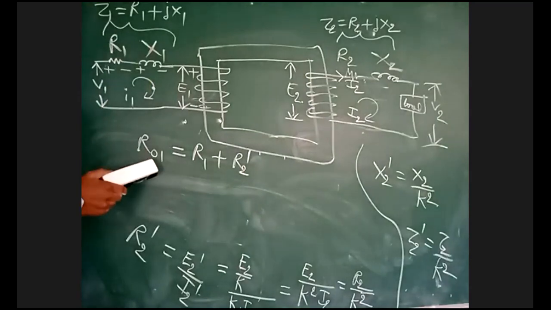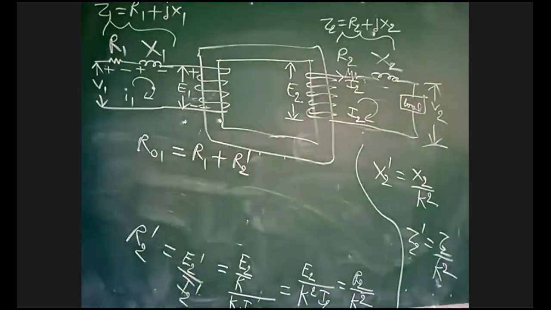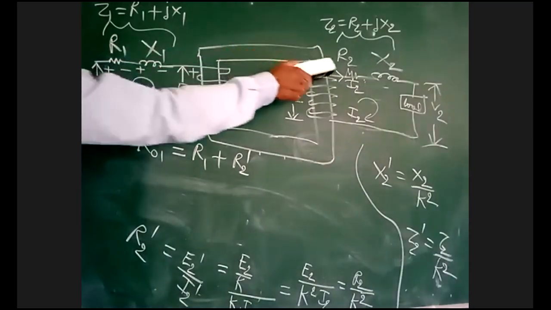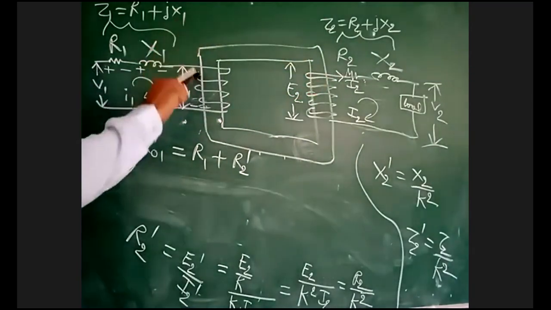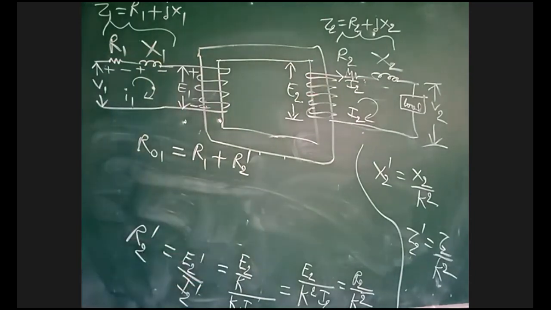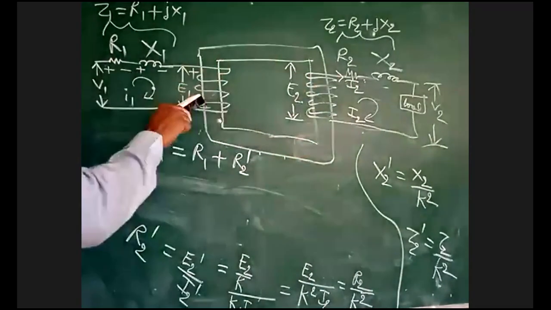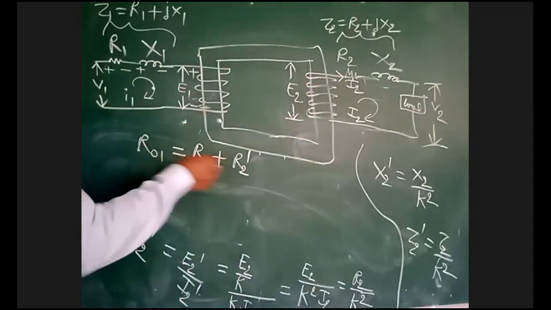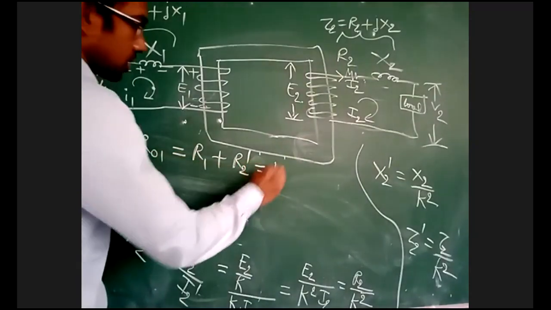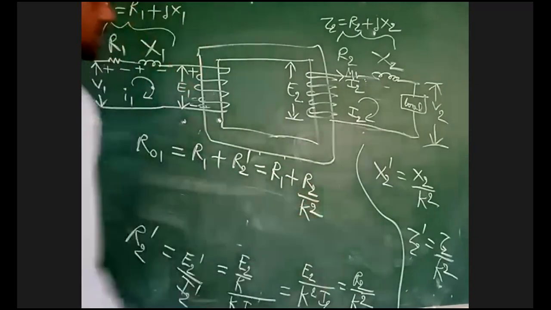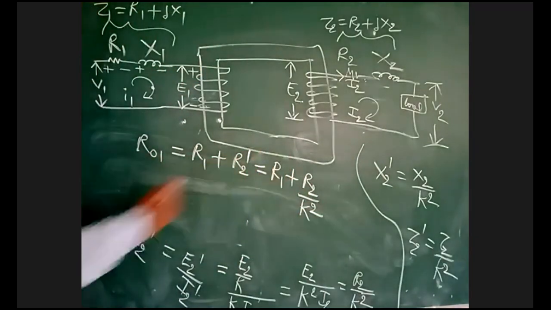Therefore, I am taking the equivalent resistance of R1 and R2. I am converting this R2 in terms of primary winding. How? By taking the transformation ratio. I am converting the secondary winding resistance into primary winding resistance by taking the transformation ratio. Therefore, R01 is equal to R1 plus R2 by K square. So I have converted into single resistance.